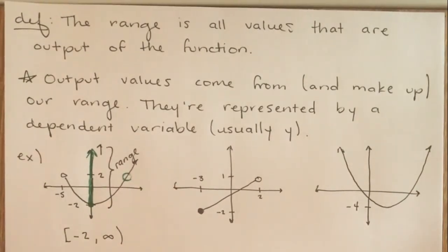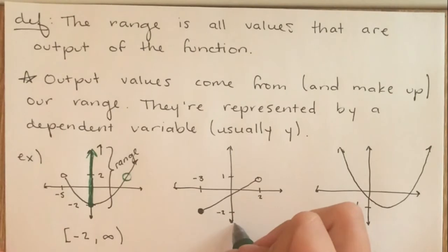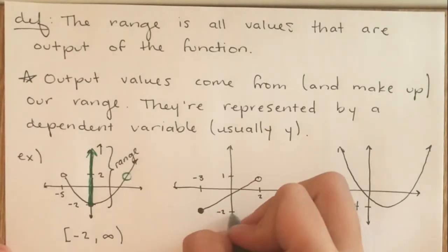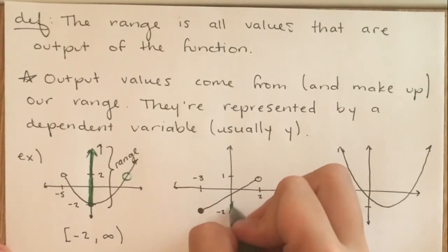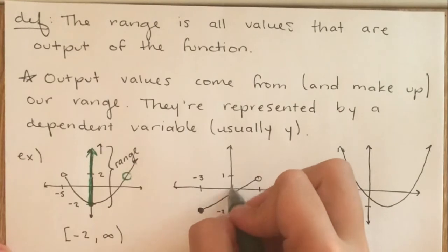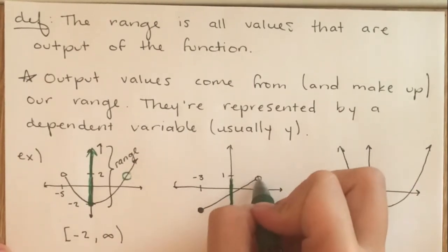All right, this next guy, we're starting at the bottom, we move up. First thing we have is -2, so we can mark that. And we can continue up. All of this has function associated with it. All of these y values are output of the function.